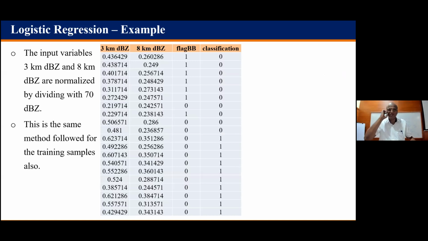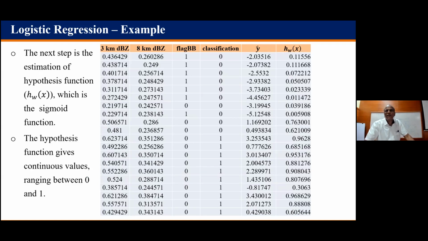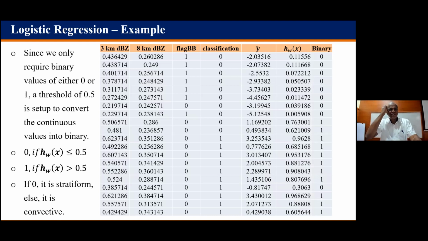Now the flag is 1100, and the classification is 00. That classification is what the GPM is giving. Our classification is based on logistic regression. You calculate the y hat based on your formula, and then you calculate your probability. Since we require only binary, look at h_w(x).